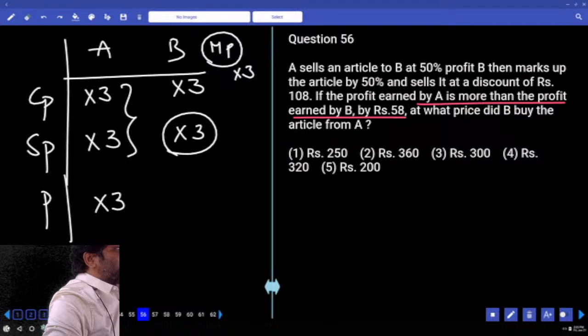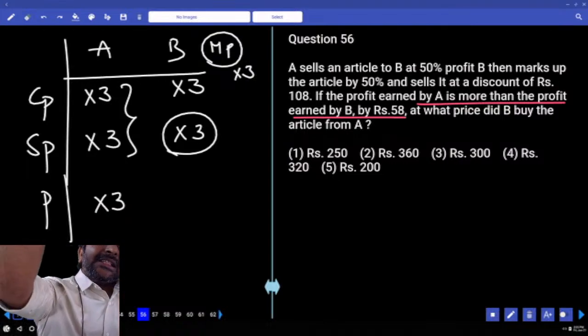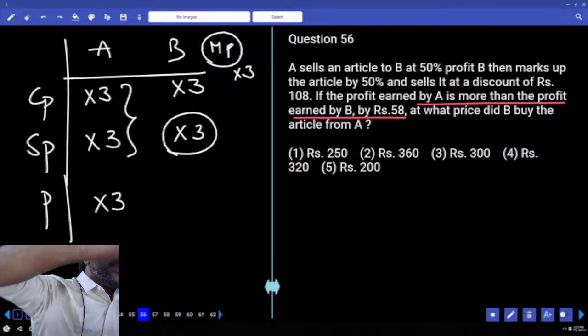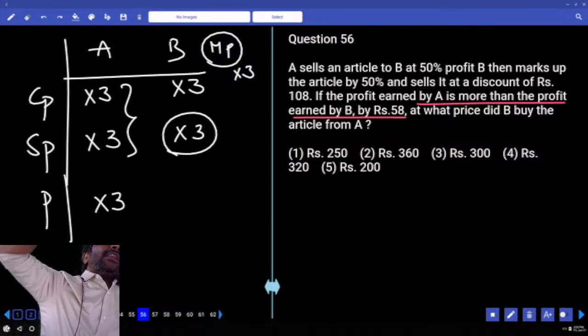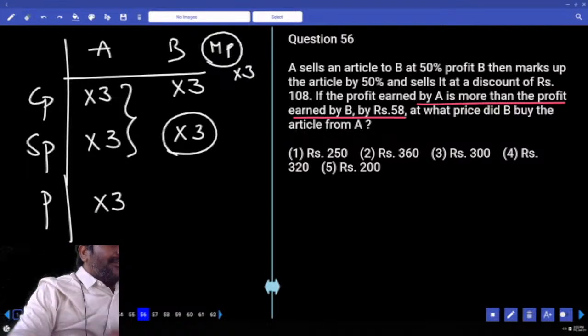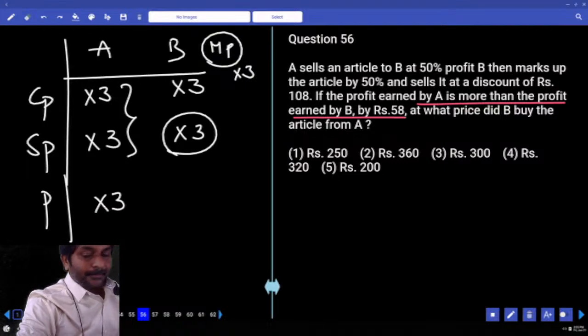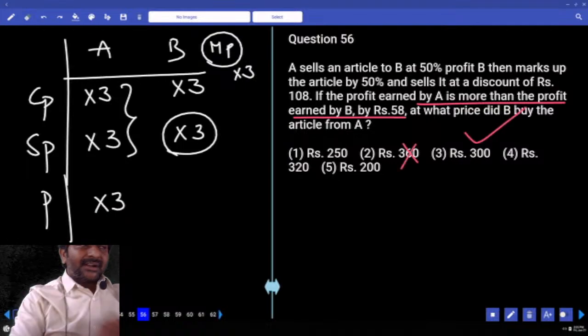You know that cost price, selling price, profit, market price, all must be 3 multiples. Then difference of any two numbers must be 3 multiple. But difference of the profit mentioned as 58. Is that a 3 multiple? Then can your answer be a 9 multiple, which is third option? Come on. This is eliminated. Third final.